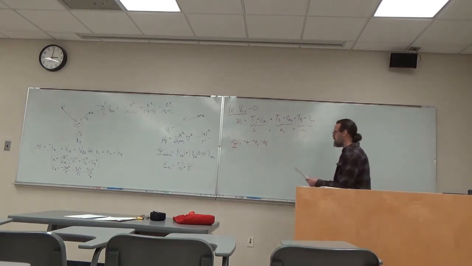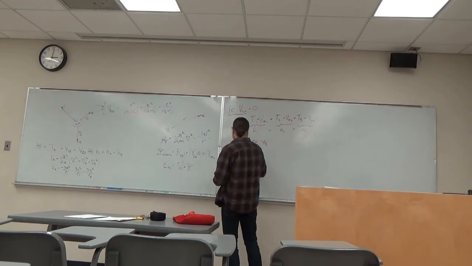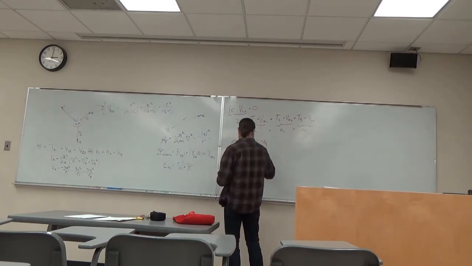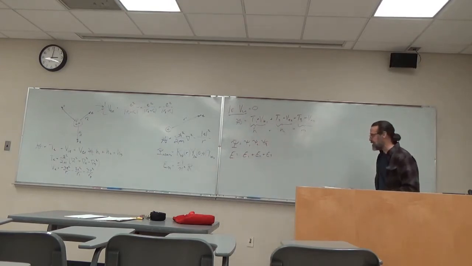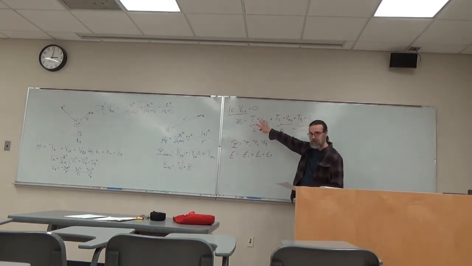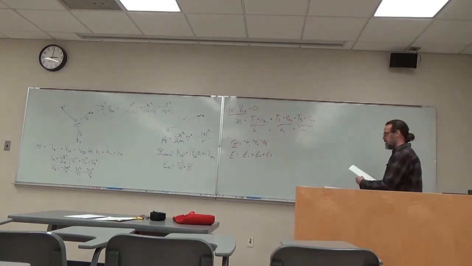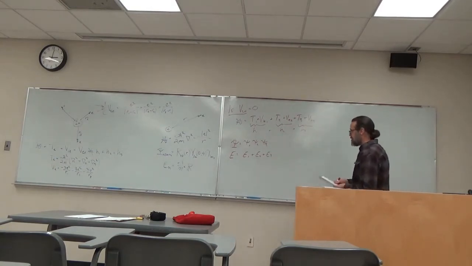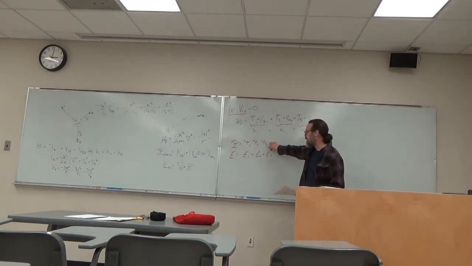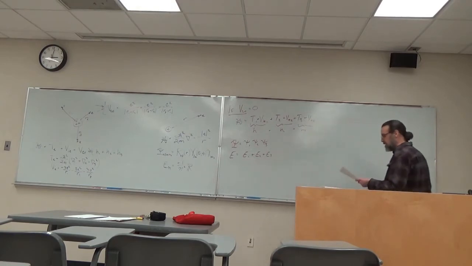We would wind up with an energy E1 plus E2 plus E3. Of course, I'm leaving out the quantum numbers here because each one of these would be a fairly involved problem where we solve in spherical coordinates and get multiple quantum numbers for each. But I'm just summarizing this to point out that we would wind up with an eigenfunction which is a product of eigenfunctions, and an eigenvalue which is the sum of eigenvalues.